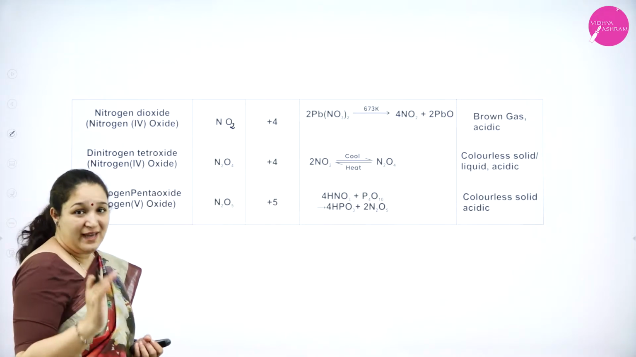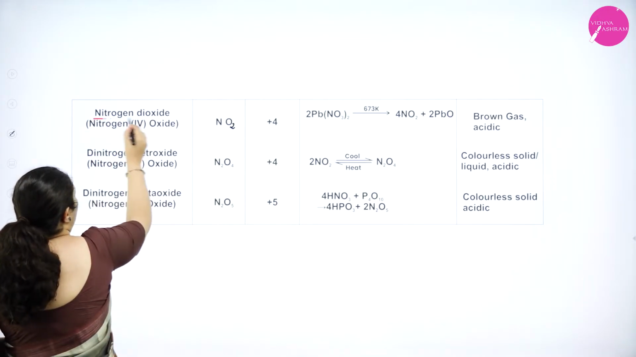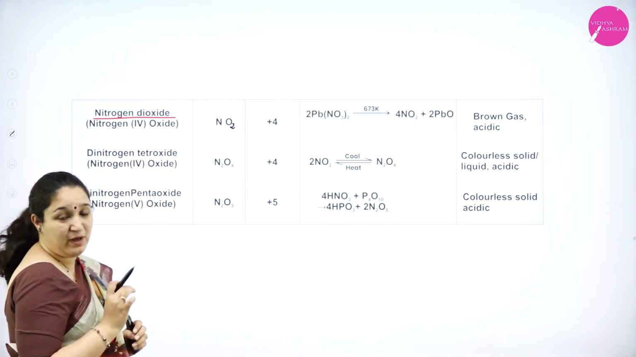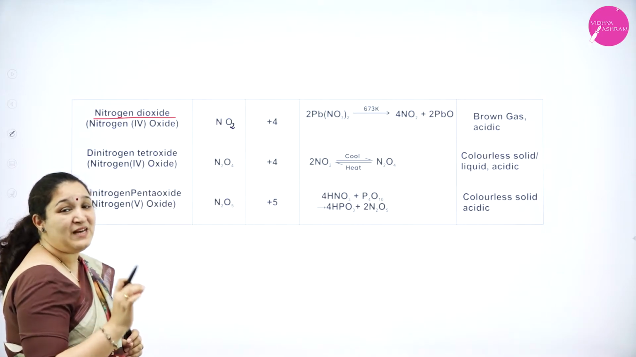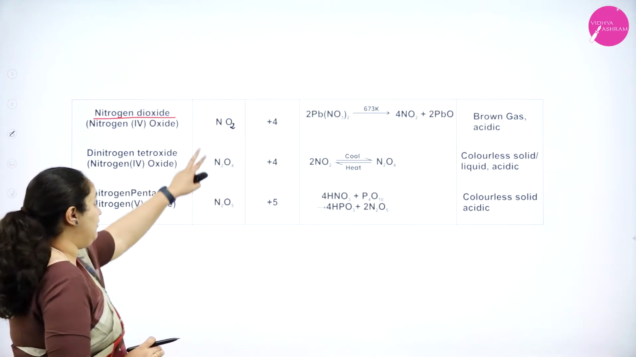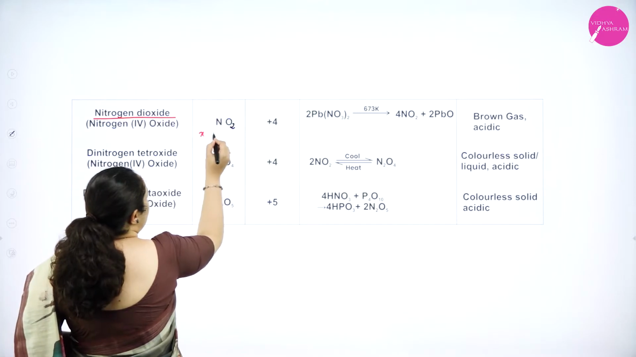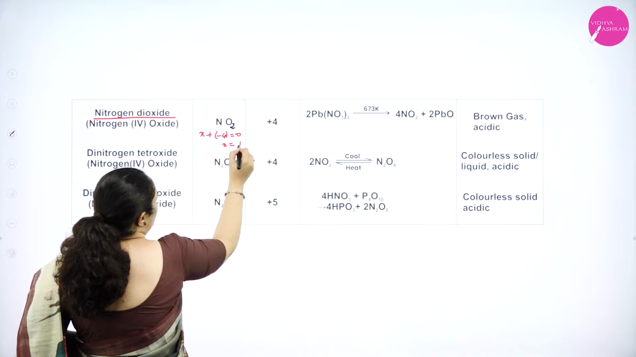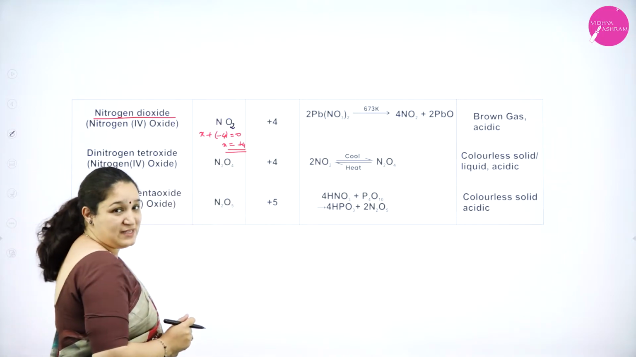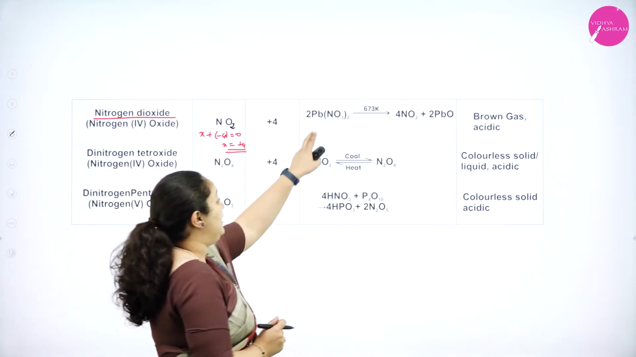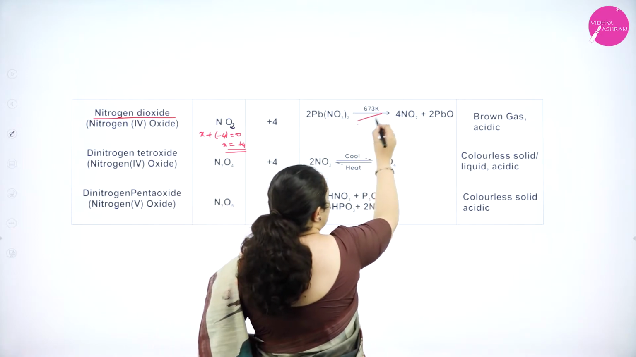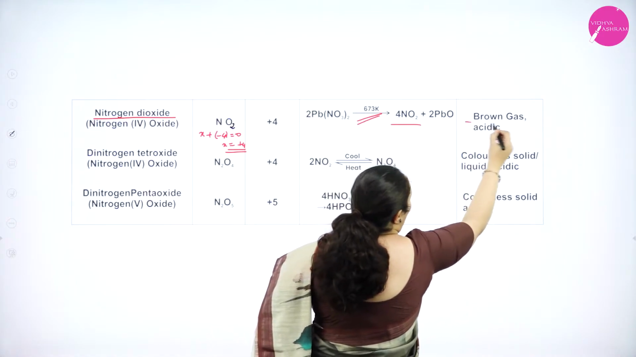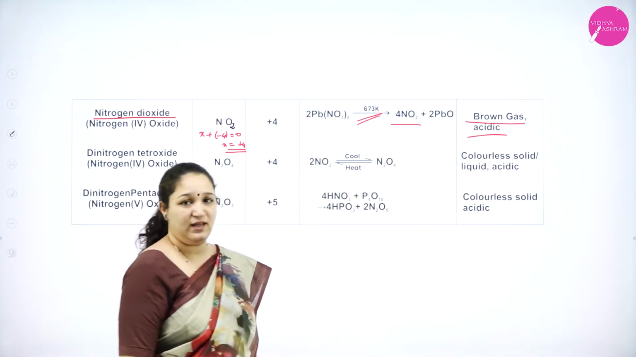Next what we have is nitrogen dioxide. It's also written as nitrogen 4 oxide because nitrogen is in +4 oxidation state. If you want, we can calculate, that is x plus -4 is equal to 0. So x is equal to +4. So it is in +4 oxidation state. You take lead nitrate, heat it at 673 Kelvin, nitrogen dioxide gas is obtained and it's a brown colored gas which is acidic in nature.